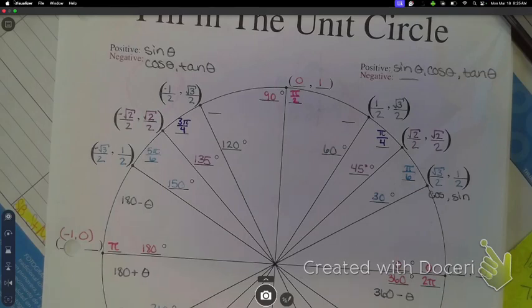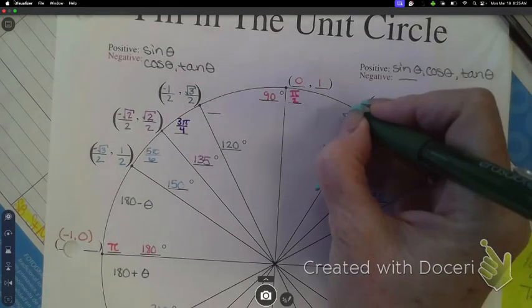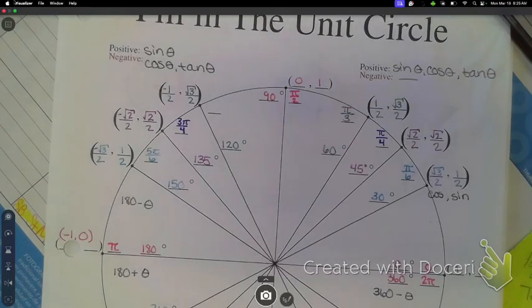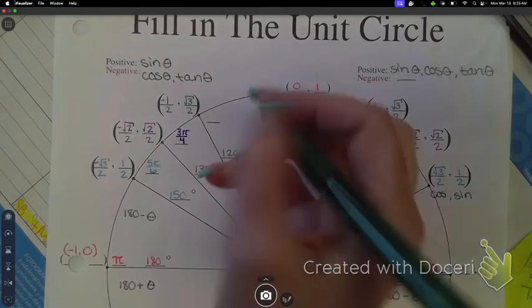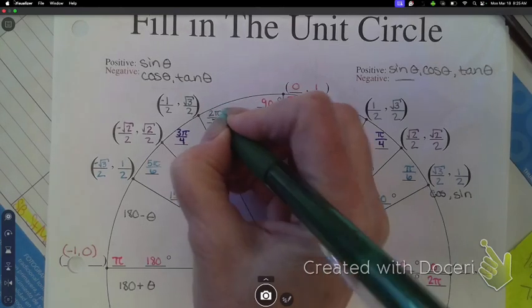Okay. Who wants to take a stab at 60? 5 over 3. Pi over 3. Why, Emma? 60 goes into 180 3 times. Okay. Now for the second quadrant: 2 pi over 3. Why 2 pi over 3, Cayenne? Because it's 1 before pi.